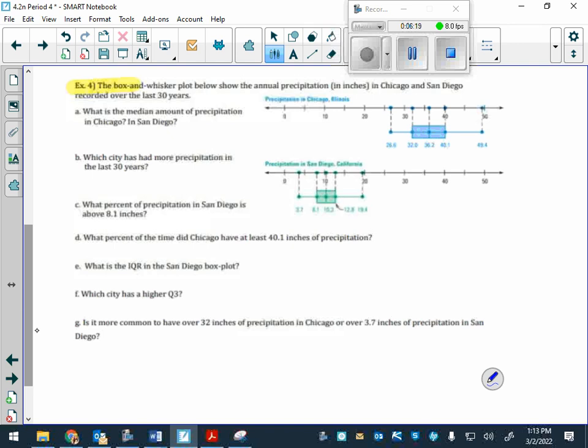And then you guys have this on the next page. Okay. So we're looking at Chicago and San Diego. What was the median for Chicago? Liam. 36.2. Median. 36.2. Good. San Diego. Cece. 10.3. Good. Okay, which city has had more? Sawyer, go ahead. Chicago, good.